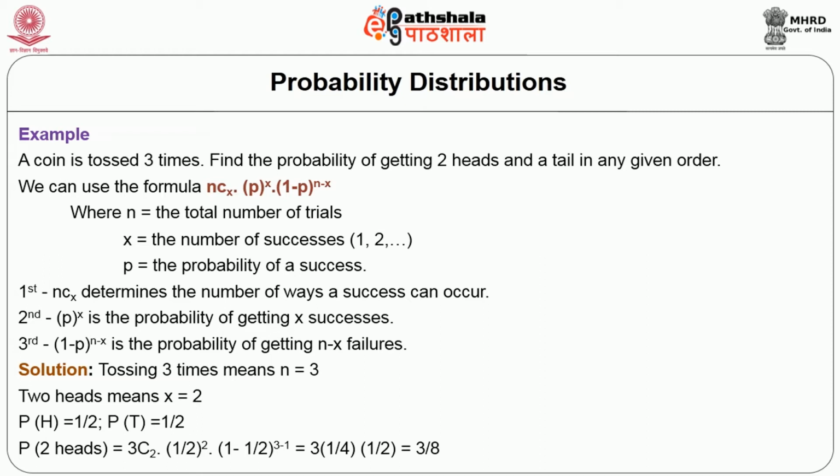How are we going to get 2 heads in the 3 tosses? That is, probability of 2 heads is equal to 3 combination 2 into half to the power of 2. The same formula you are applying, you will get the probability function, that is 3/8. Okay, this is all about the normal curve, normal probability distribution function.